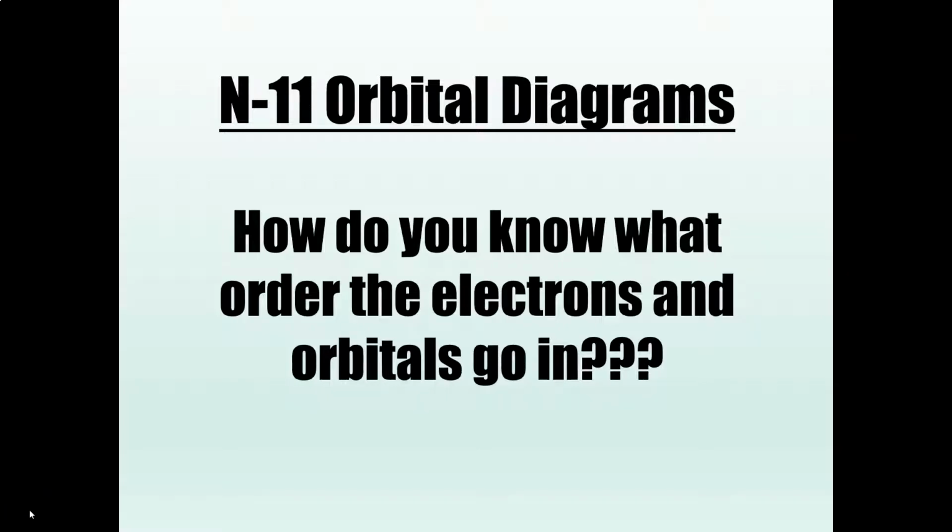Hi everybody, today we're going to learn how to use orbital diagrams or orbital charts to help us write an electron configuration. What the orbital diagram is going to do is it's going to tell us what order the electrons go into the orbitals.